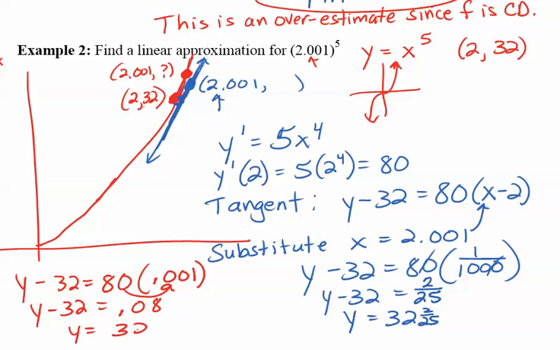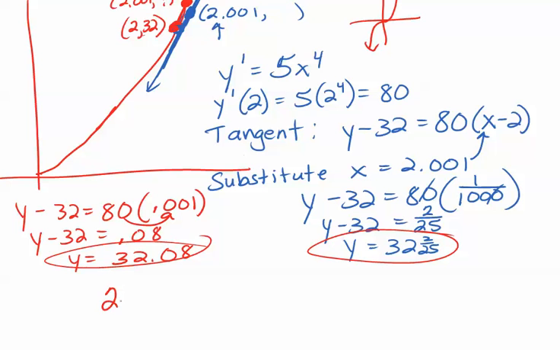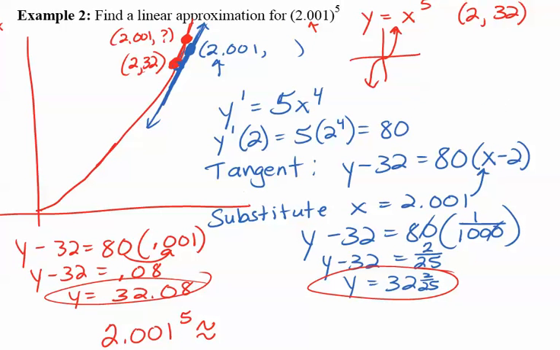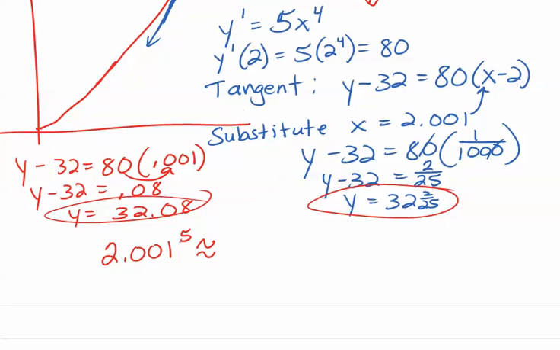So does it matter whether you give your approximation as a fraction or as a decimal? Not a bit. So what we've just found is that 2.001 to the fifth is not exactly these values. Remember, we just found the blue point right here. So we just found this coordinate is 32.08. The blue point on the tangent line, but it's serving as our approximation of the red point. So the red point is approximately 32.08 or 32 and 2/25.